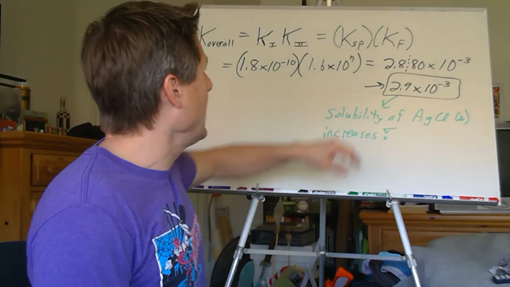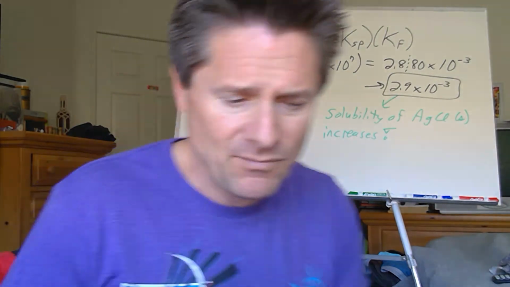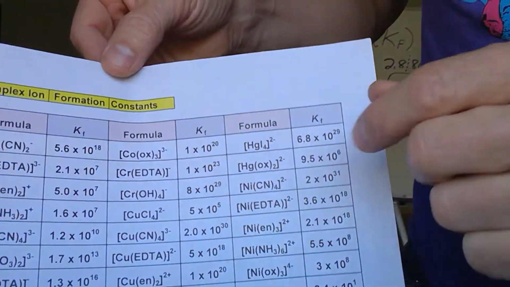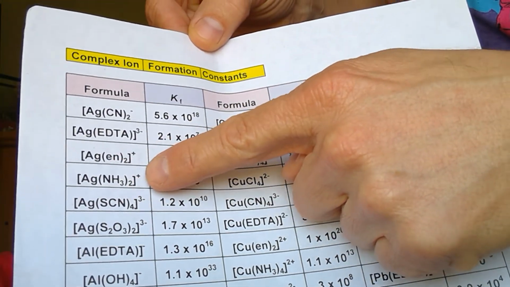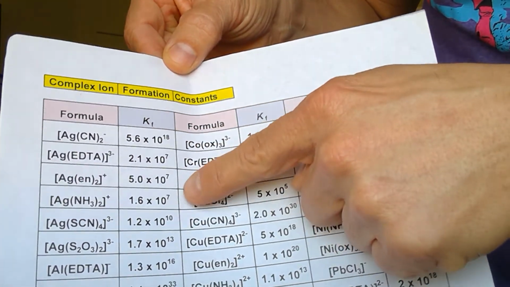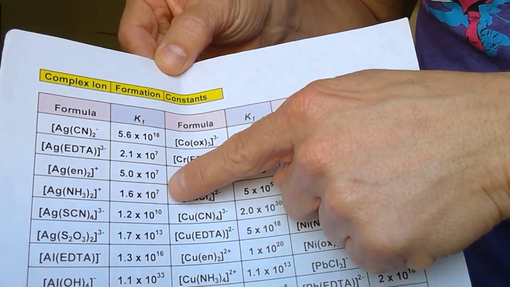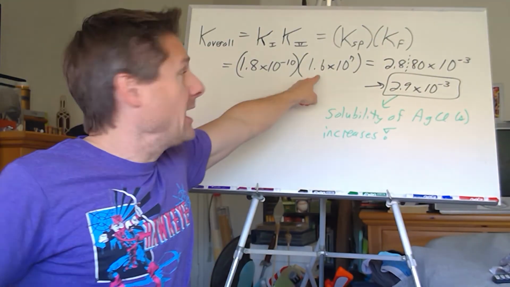Now I want to look up the KF, and that was for the diamine silver 1 ion. So you're looking for the silver. Here's silver, and there's the complex ion of interest. See the 1.6 times 10 to the 7. These are usually huge. They're very favorable if you have high concentration of ligand. 1.6 times 10 to the 7. That's where that number comes from.